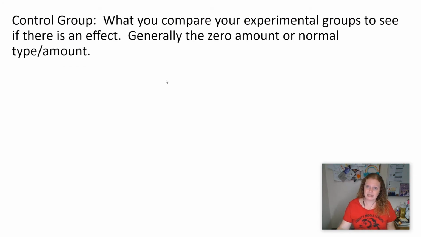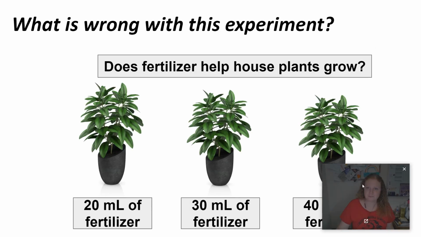Another concept we need to think about is the control group. The control group is what you compare your experimental groups to in order to see if there's an effect. It's generally the zero amount or the normal type or amount of something. There's not always a normal or a zero amount in an experiment, so just keep that in mind. But let's look at examples so you can understand what I'm talking about.